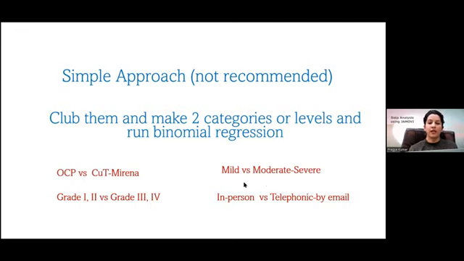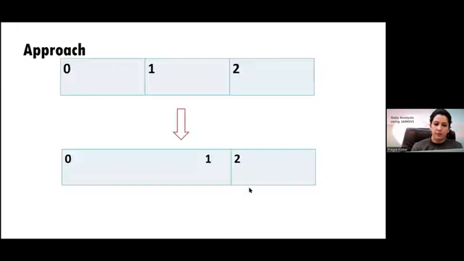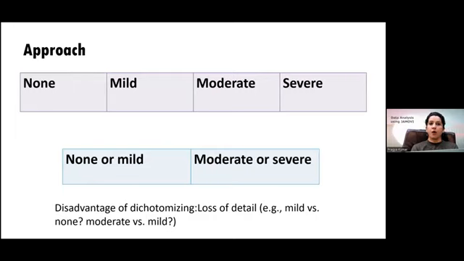Similarly, you can club mild in one and moderate and severe together, or you can club telephonic and email together versus in-person. For ordinal, if there are 3 levels, 0, 1 and 2, you can club 0 and 1 into one category and take 2 separately. Or if there are 4 levels of pain, none, mild, moderate and severe, you can club none and mild together, and moderate and severe together.